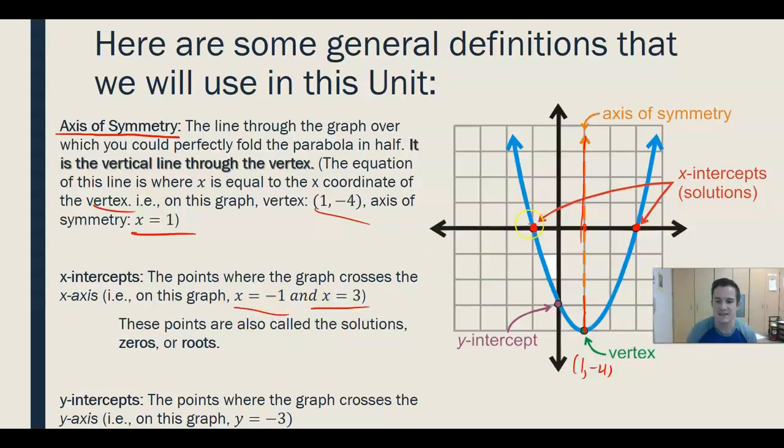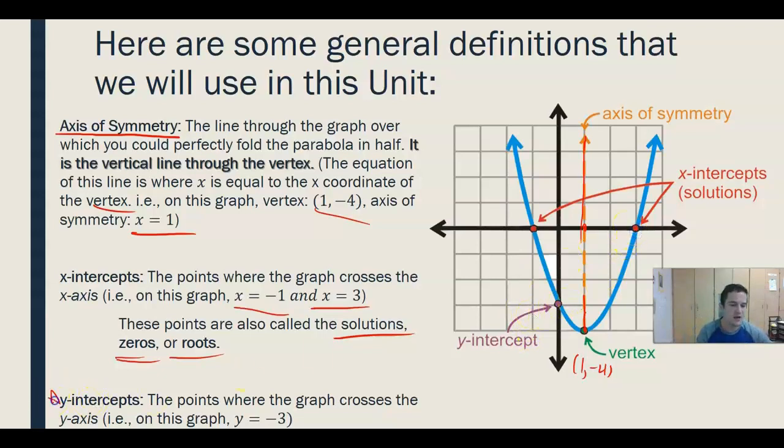These x-intercepts are also called the solutions, or the zeros, or the roots. There's a bunch of different words that they are sometimes called, but those are the solutions of this quadratic graph. In the last unit, we talked about solving quadratic functions. Those numbers that you found when you were finding the solutions, or the zeros, when you were factoring, or using the zero product property, or the quadratic formula, are these points where the graph crosses the x-axis, making a connection between those two worlds.